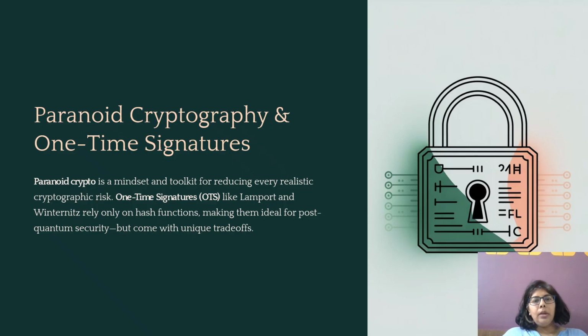One-time signatures rely mainly on hashing functions and are ideal for some quantum security purposes. However, paranoid crypto is a mindset and a toolkit that reduces some realistic cryptographic risks. Hence, we'll discuss some of the trade-offs and the unique ways of identifying and eliminating certain threats.